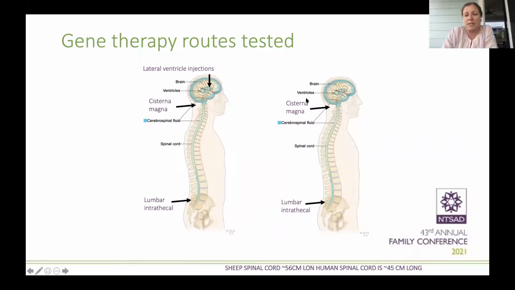And then we also tested cisterna magna only delivery, which is at the base of the skull, underneath the cerebellum, because we wanted to really understand what the distribution would look like in the Tay-Sachs brain, because this particular delivery route can be really efficacious for treating the cerebellum and the spinal cord.